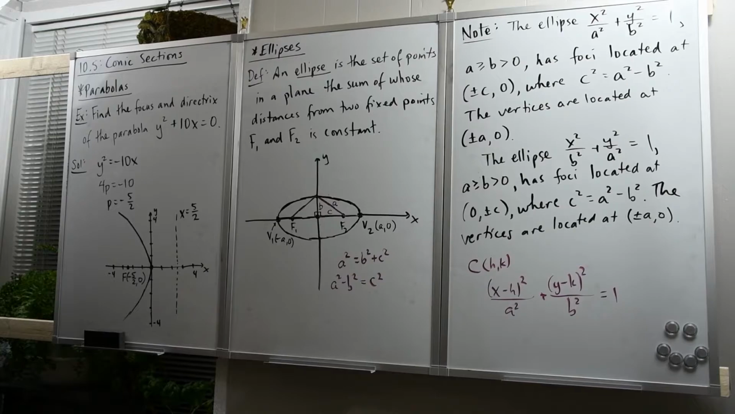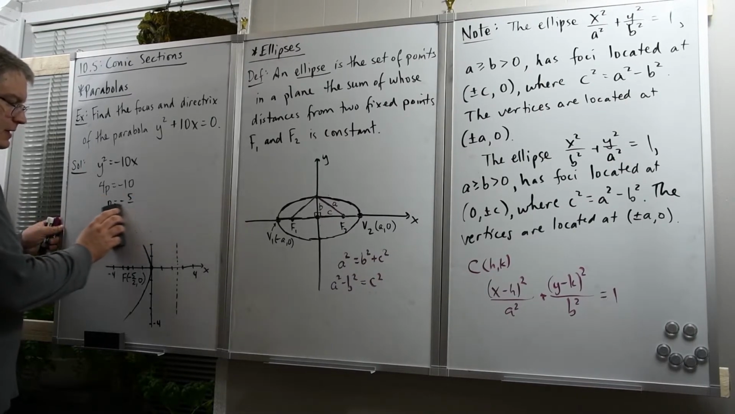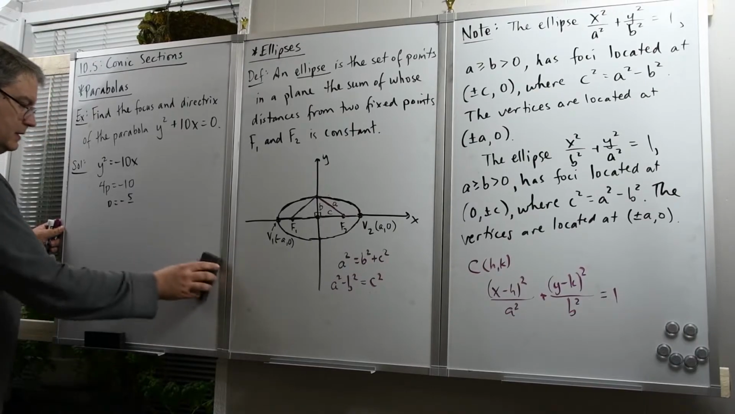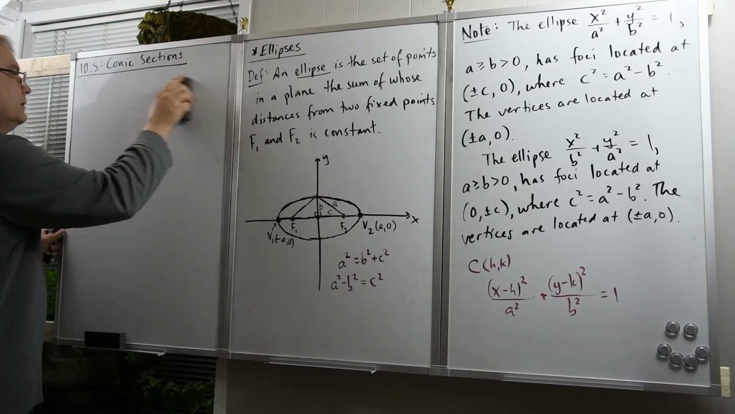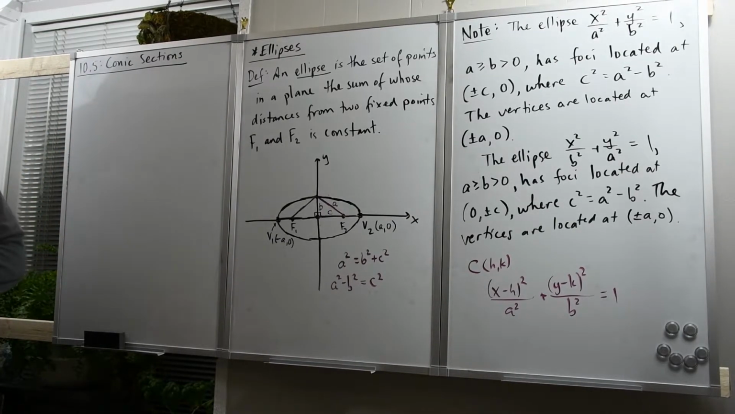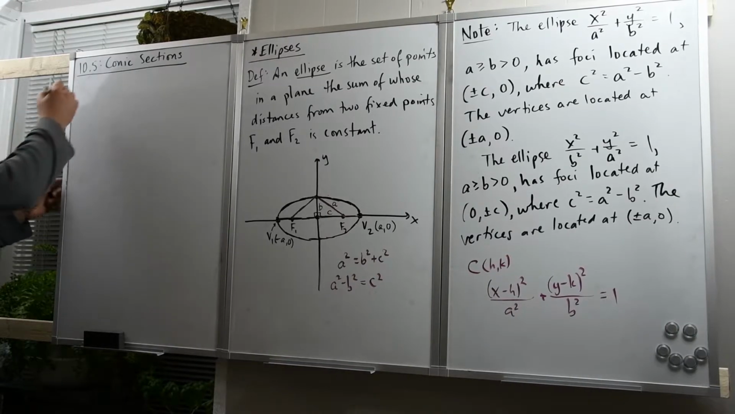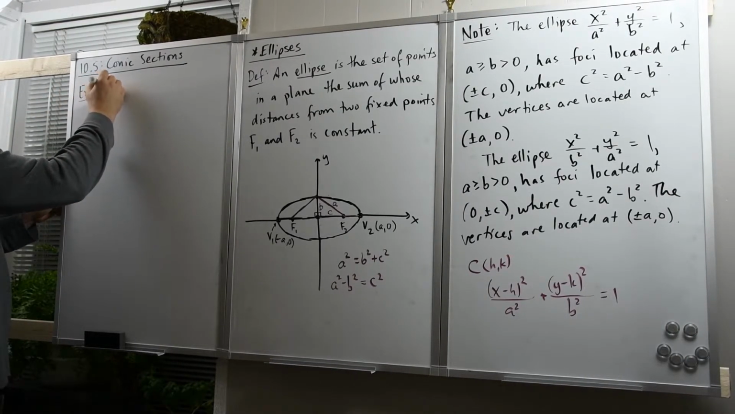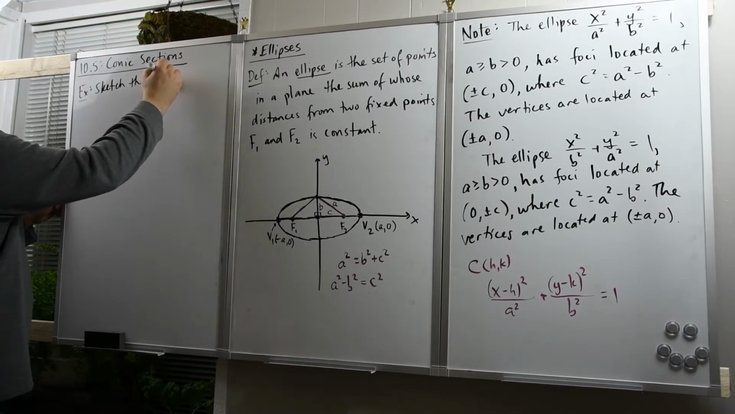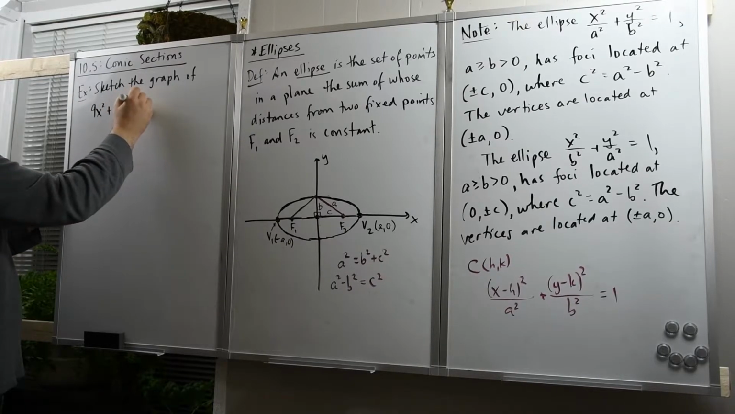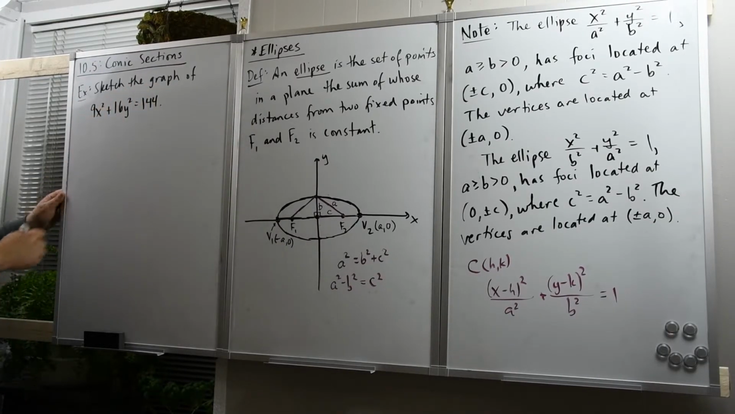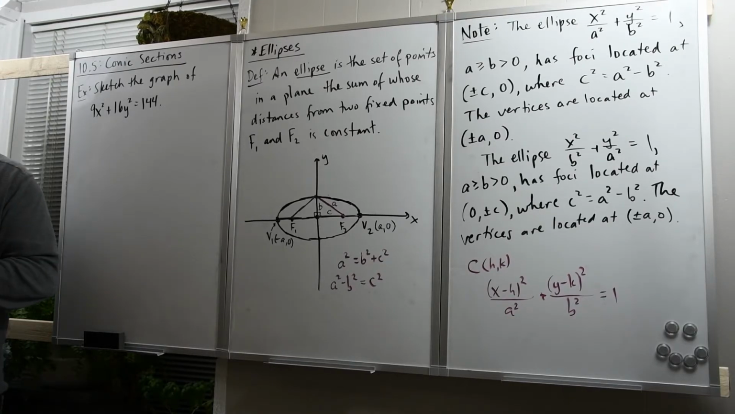All right, so let's take a look at some examples. In fact, what I'm really interested in is how we draw these ellipses. So consider the following example. Let's sketch the graph. We'll have 9x squared plus 16y squared is equal to 144. Now clearly this is not a standard form equation, but it doesn't take very much to get it in that standard form that we want.